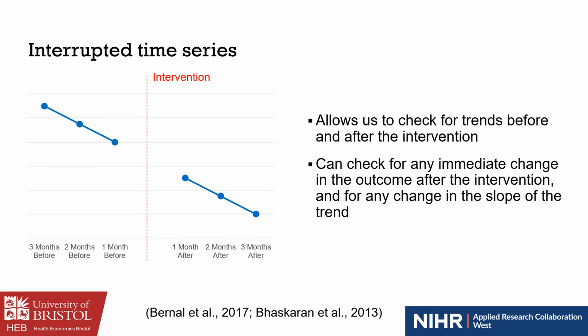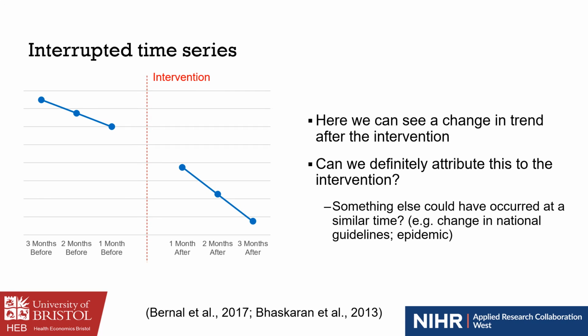This is the point of an interrupted time series design, which measures the outcome over several time points before and after an intervention. By including several time points, we can check for any trend before the intervention and for natural variation over time. We can look for any immediate jump up or down in the outcome after our intervention and for any change in the slope.